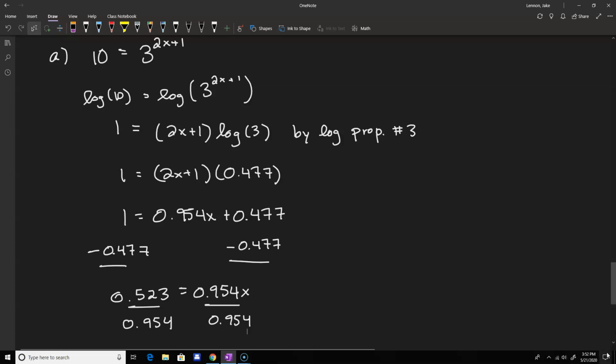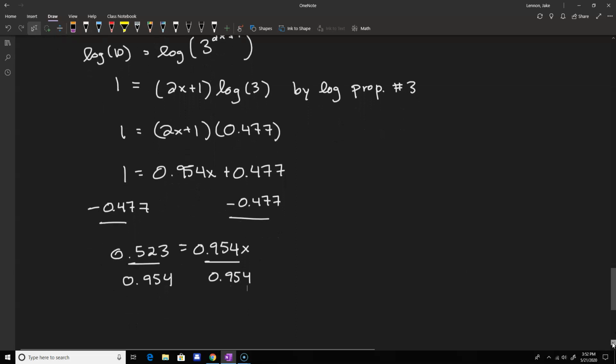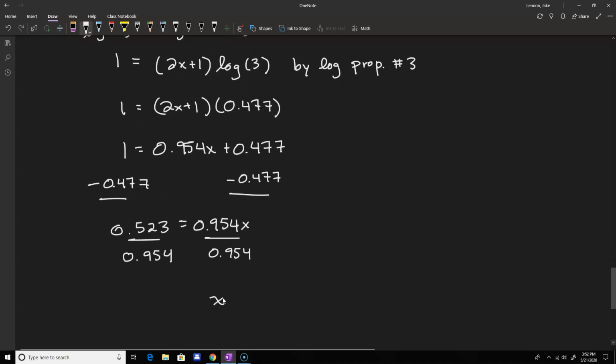And what do we end up with? We end up with x is about 0.55. So let's continue. Let's do another.